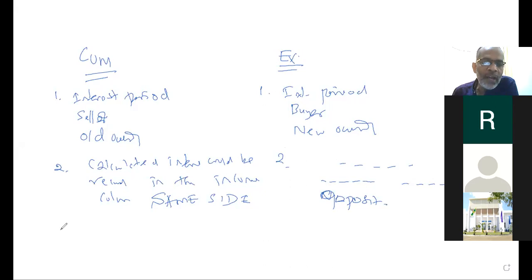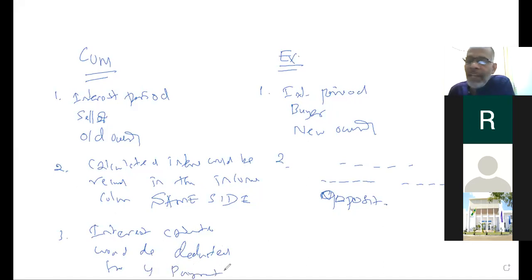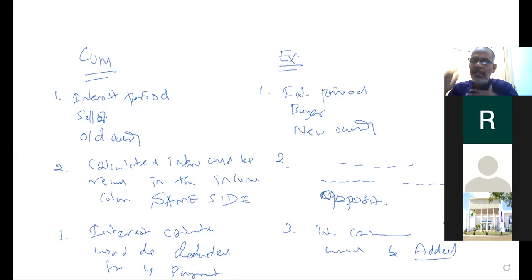Whatever interest you have calculated would be deducted from your payment. Are you okay? Under the cum method we have deducted, no? Here, whatever interest you have calculated would be what? Added. Very good. These are the 3 key points. I am giving the clue. Keep in mind, these points are common for cum dividend purchase, ex dividend purchase, and also cum dividend sale and ex dividend sales. All 4 arrangements, this clue is common.